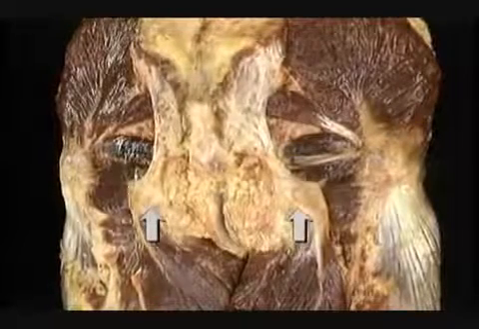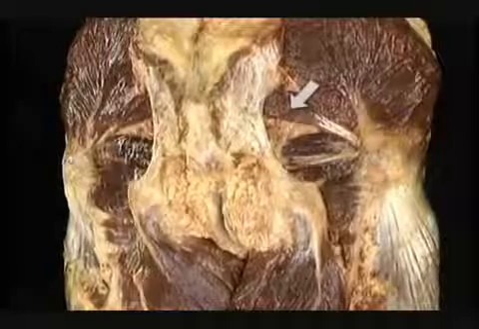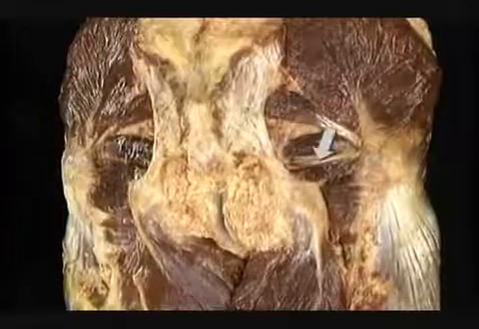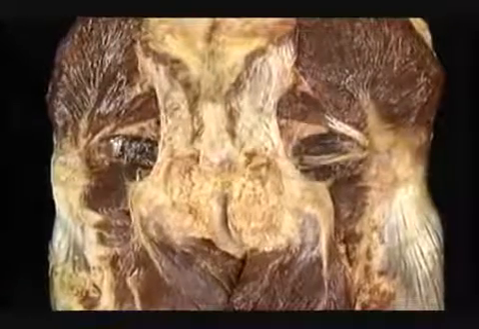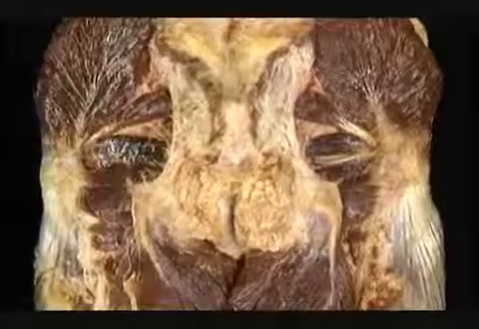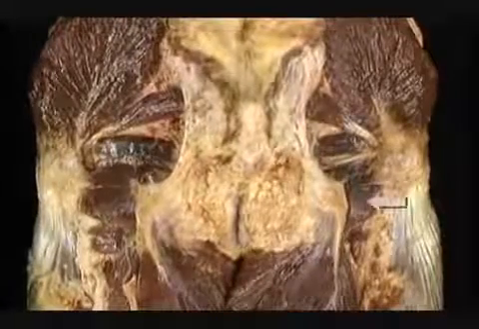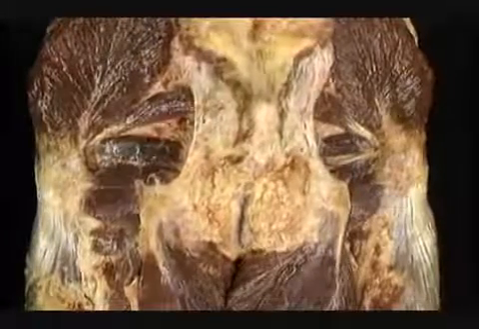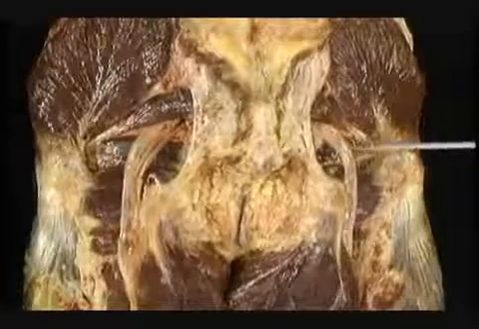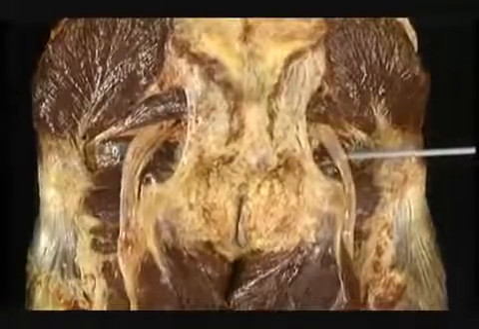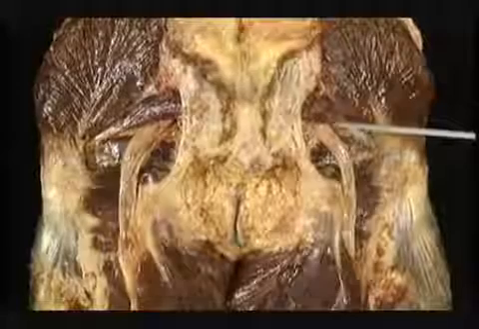Here are the sacrotuberous ligaments. Here are the ischial tuberosities. Here are piriformis and obturator internus, going to their insertions on the femur, along with the gemelli and quadratus femoris. Here's the sciatic nerve, emerging below piriformis.